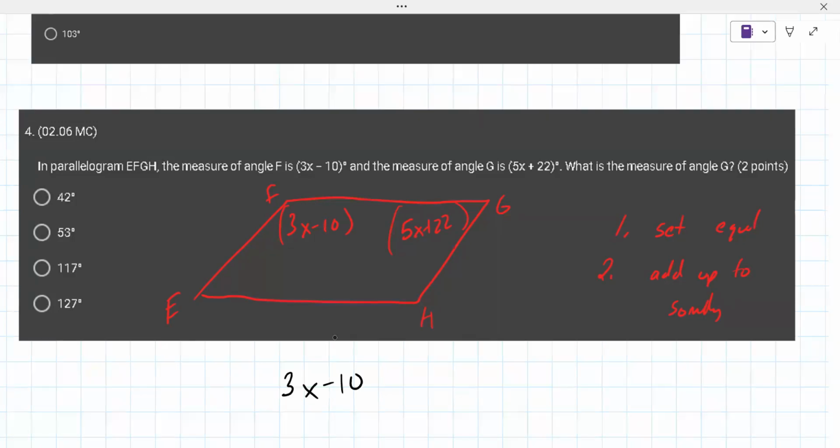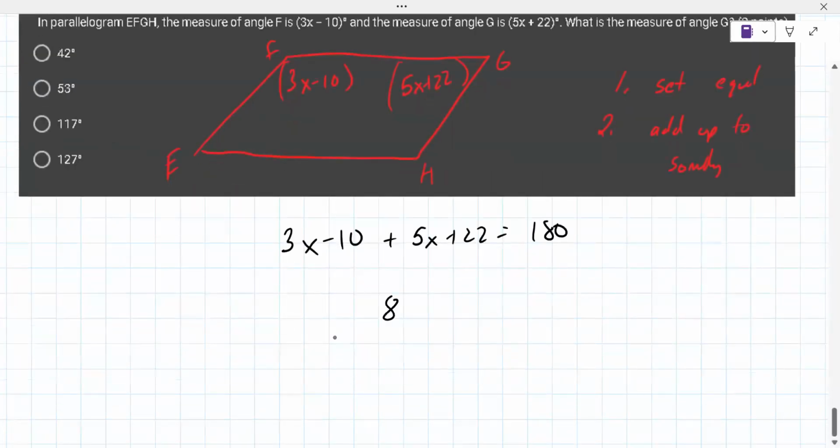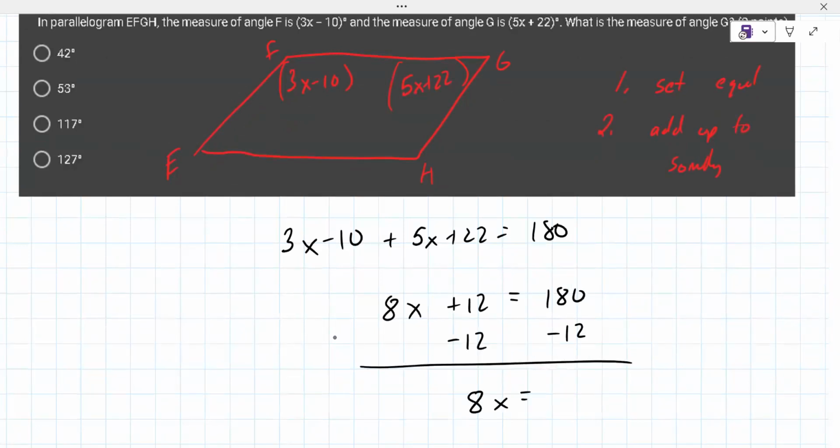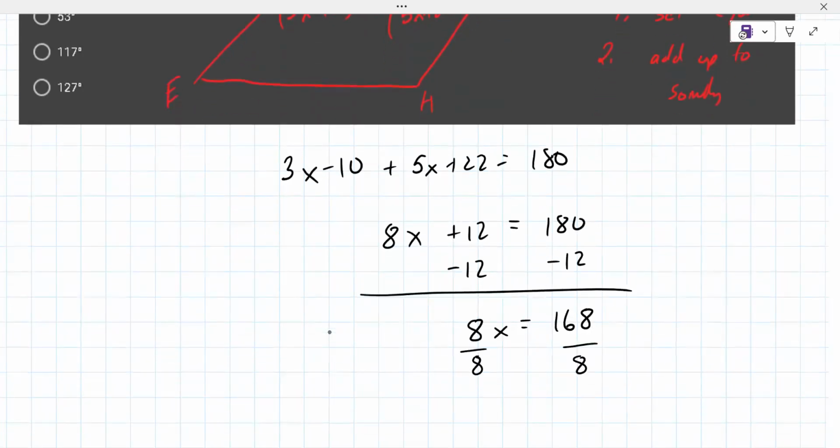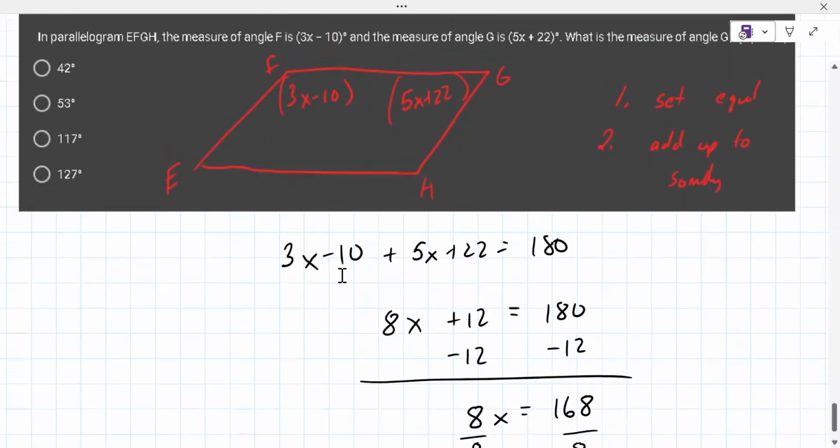3x minus 10 plus 5x plus 22 equals 180. So it's 8x plus 12 equals 180. Subtract 12 from both sides. 8x equals 168. Divide by 8, x equals 21. That's what you said. Yeah.